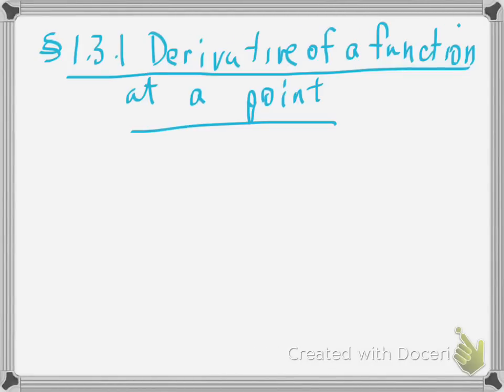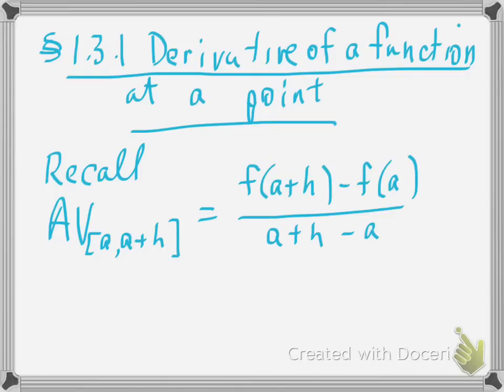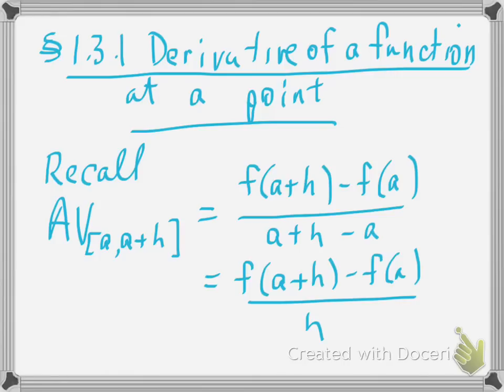This is the first video for section 1.3, the derivative of a function at a point. So let's recall our expression for average velocity on the interval a to a plus h if I'm given a function f. It is f of a plus h minus f of a over a plus h minus a, which simplifies, of course, to f of a plus h minus f of a over h.